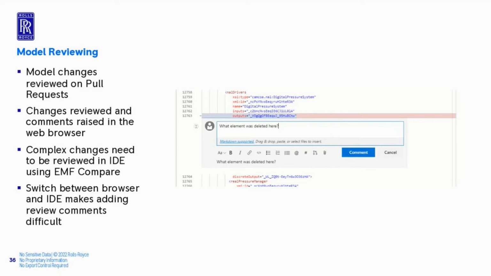So model reviewing is another issue that we're facing. We use pull requests to review work before actually accepting that work onto a master branch, and this typically happens within the web browser. For example, if you're doing a pull request in GitHub or Azure DevOps, the comparison tooling only supports text-based comparison. And this makes identifying some of the changes very challenging.